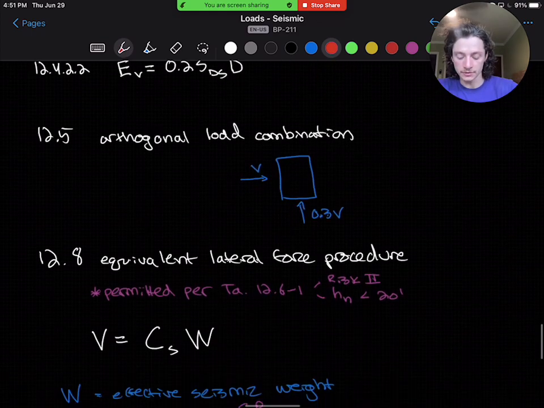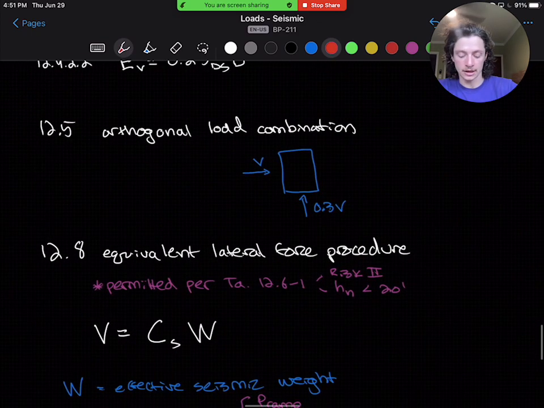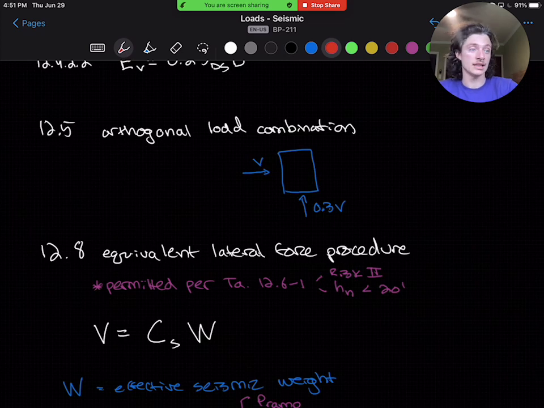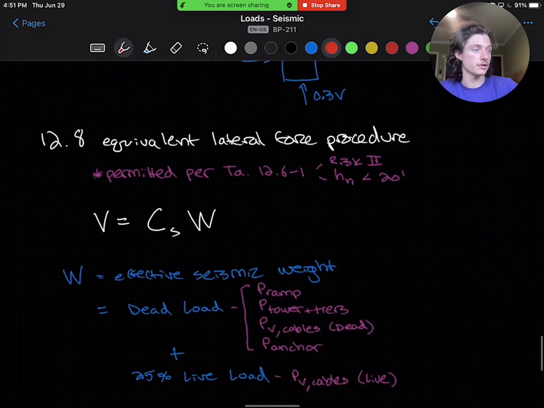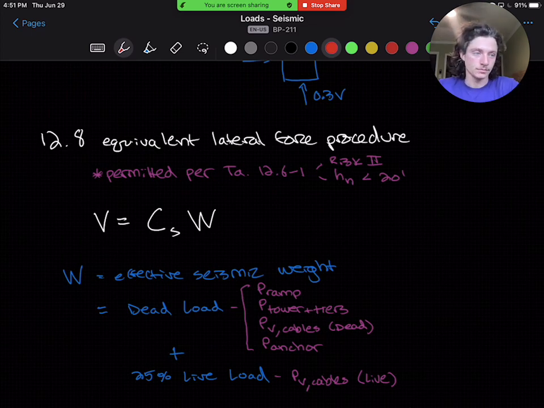So the main equation for base shear in the equivalent lateral force procedure is V equals CS times W. W is the effective seismic weight, which we take as the dead load plus 25% of the floor live load. In our case, and there are a few more things you should add in if you're analyzing a building, we're analyzing the entire abutment as a block.